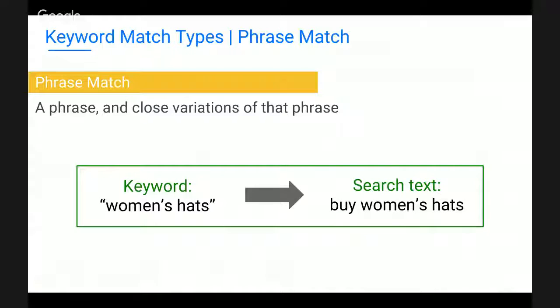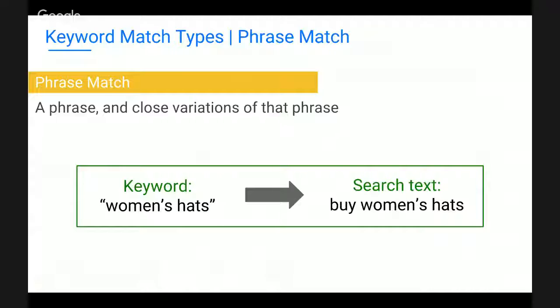Slightly more specific is your phrase match. Simply said, a phrase match keyword will trigger an ad for a particular phrase or a close variation of that phrase. Now, when we say that, what we basically mean is, as you can see here, the keyword women's hats is present inside quotation marks.